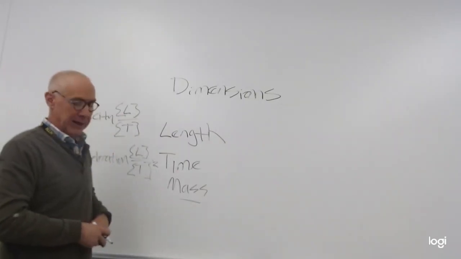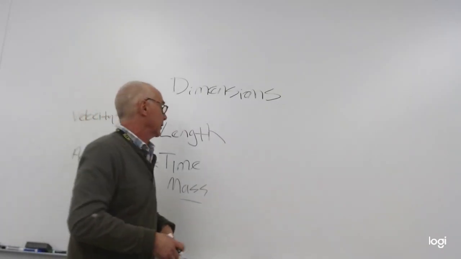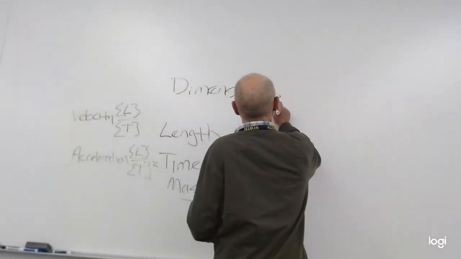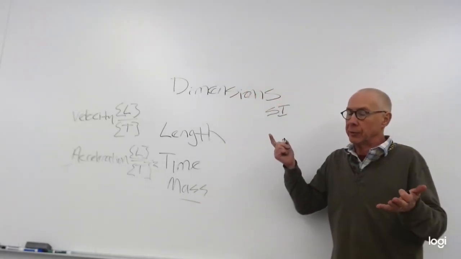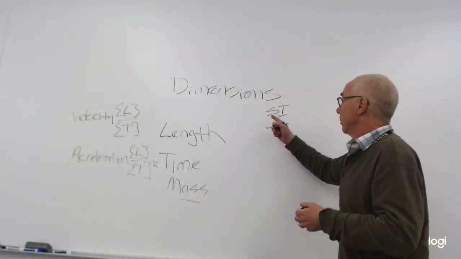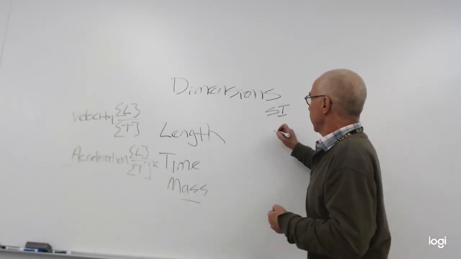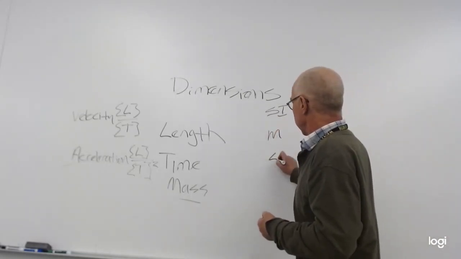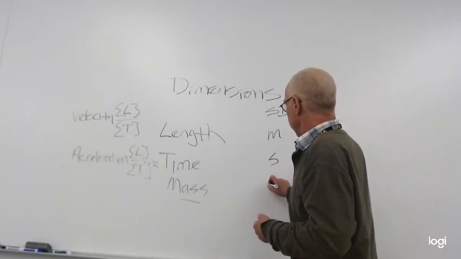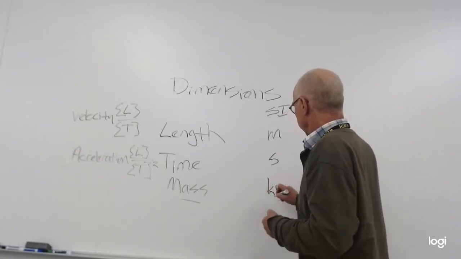So what are the basic units that we're going to be dealing with? We're going to divide these into what we call SI units, formerly called metric units. System International. So the length would be meters, time would be seconds, and generally the mass would be kilograms.